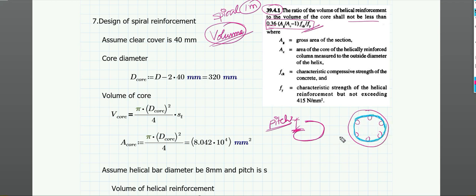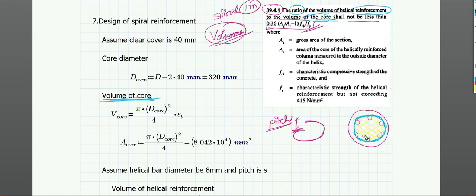Okay, now see, volume of the core. Now let's find out. It's mentioned the ratio of volume of the helical reinforcement to the volume of the core. So we have to find out both the volume of the reinforcement as well as the volume of the core. Core means the region within this blue area. This is called core.